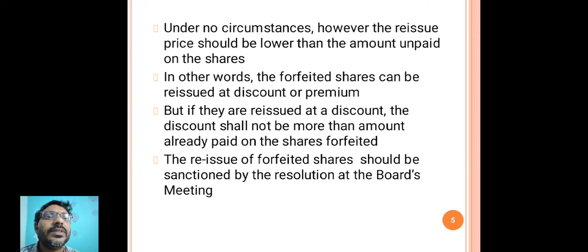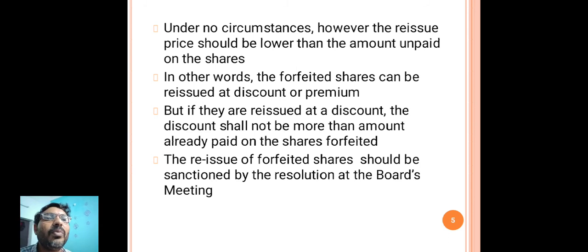In other words, the forfeited shares can be reissued at a discount or premium. But if they are reissued at a discount, the discount shall not be more than the amount already paid on the shares forfeited. The reissue of forfeited shares should be sanctioned by a resolution at the board's meeting.